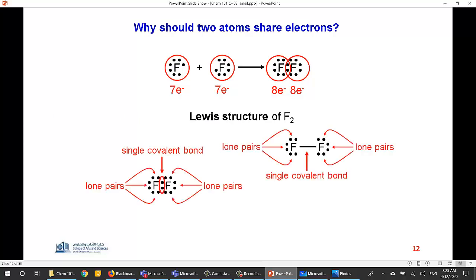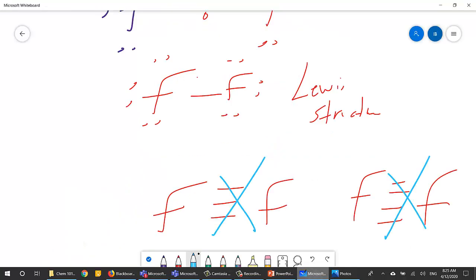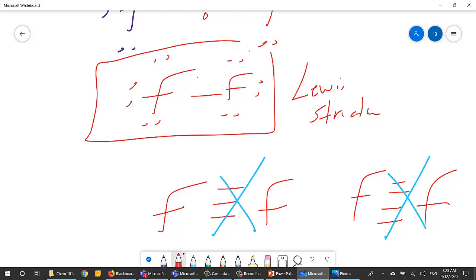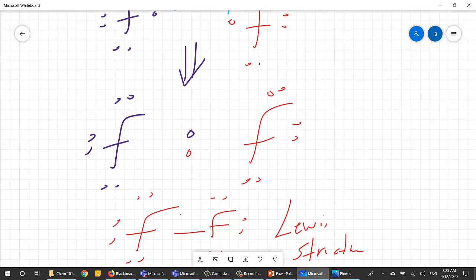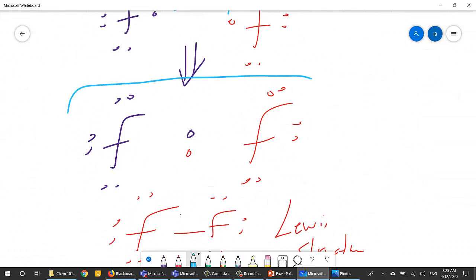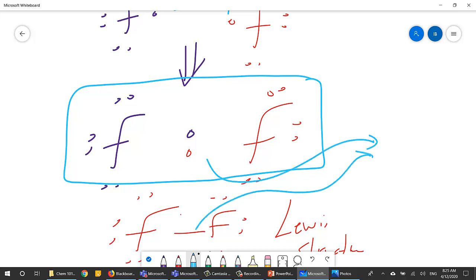This is the Lewis structure of fluorine, as we said. Now, the pair in the middle, which is this one as well, is called the bonding pair. That means it is the pair of electrons that makes the bond, and this is called a lone pair.